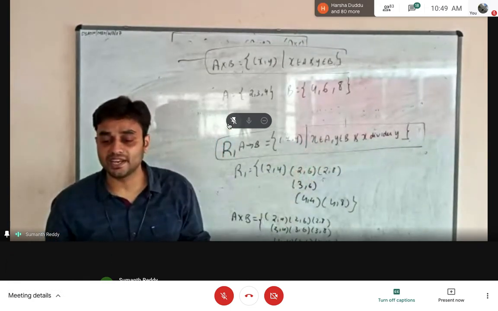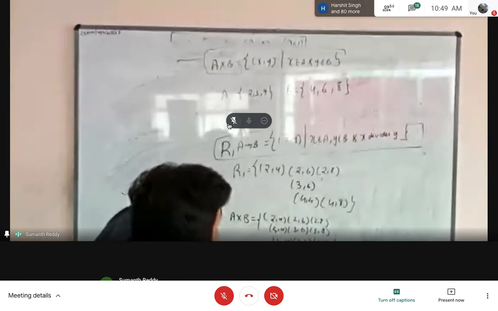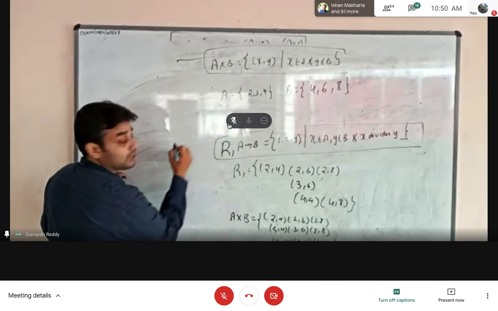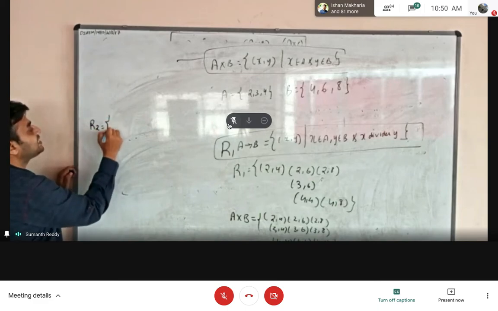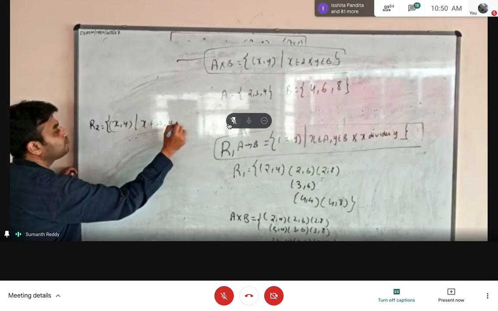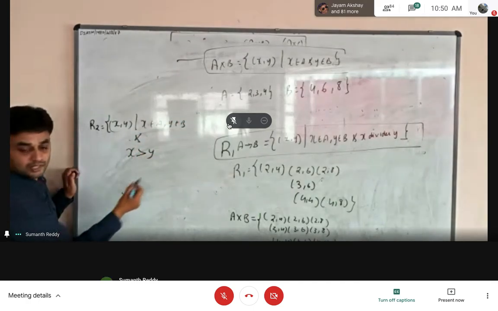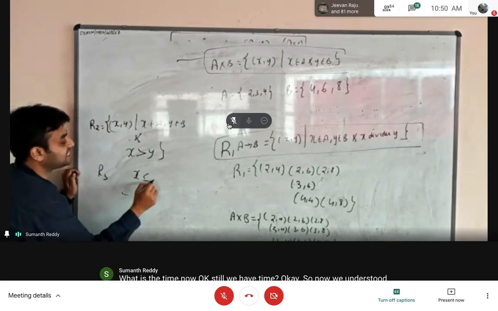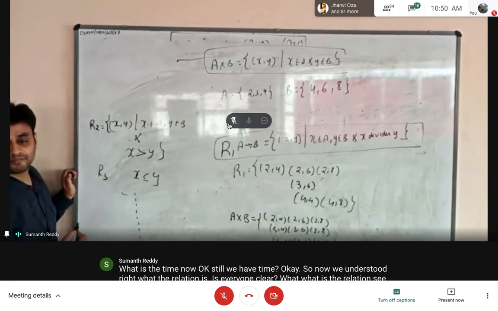Like that, how many relations can I define? I can tell that R1. I have defined one relation. Similarly, one more, say for example, the relation R2, which contains the ordered pair x comma y such that x belonging to A, y belonging to B, and also the condition is x is greater than y. Similarly, I can define one more relation R3 where the condition is x is less than or equal to y. Like this, how many relations can I define?